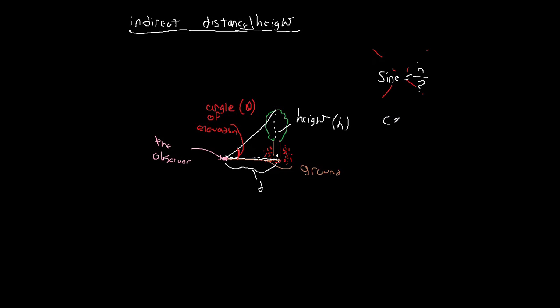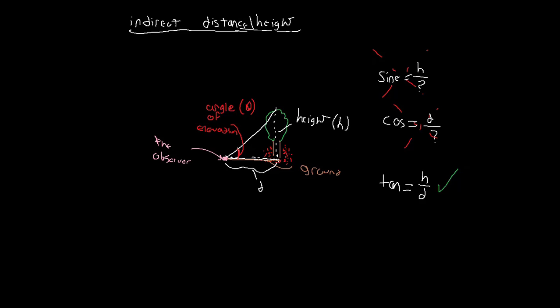All right, cosine is adjacent, which is d, which we do know, over hypotenuse, which we don't know, so that's out. We can't use that. What about tangent? Tangent is equal to opposite, which is h, over adjacent, which is d. Ding, ding, ding, we have a winner. We have theta, so we can get the tangent of theta. We have the height, which is what we're trying to find, so this is h. And we know d because we measured it with a rangefinder.